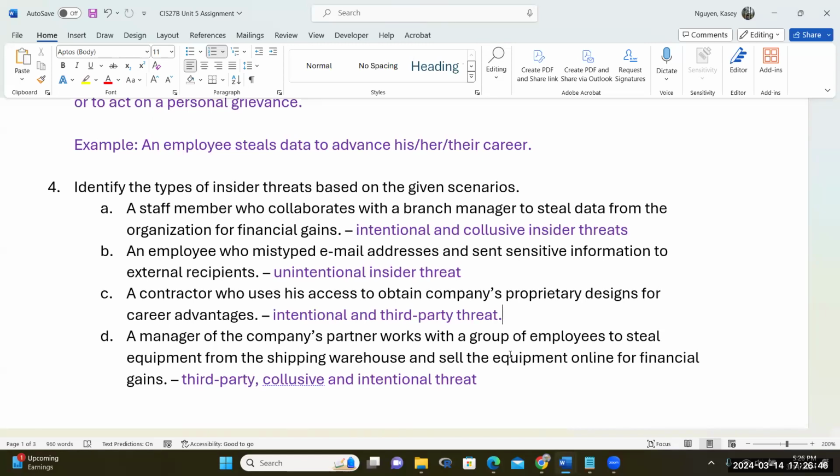So why do we care about this if we're a pen tester, right? When you pen test, you also have to look at potential threats on the inside, right? Because there could be an attacker on the inside as well. So you have to check that.